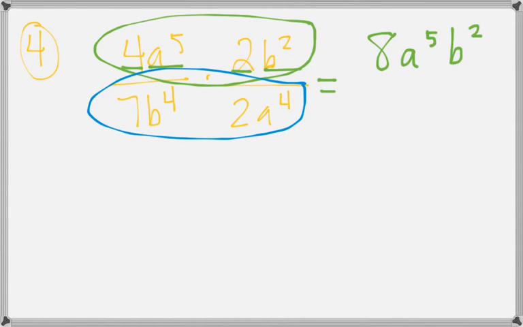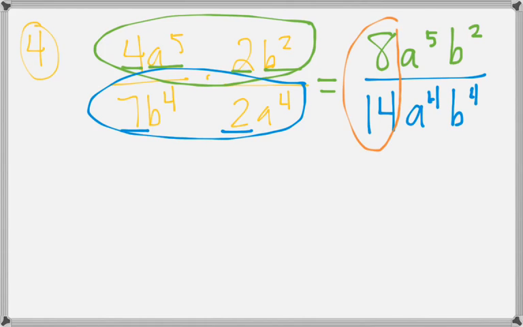For the next one, 7 times 2, the number parts, 14. And yeah, I can't do anything with that. I could write them in a different order, but that's not really going to make a difference. All right. So now I have this. Does anybody see any way to simplify just the number part? 8 divided by 14. Divide them both by 2. 8 divided by 2 is 4, and 14 divided by 2 is 7.